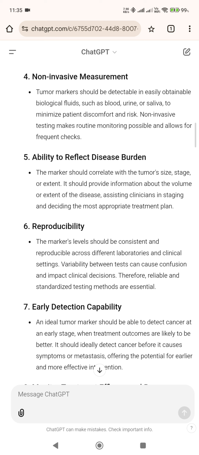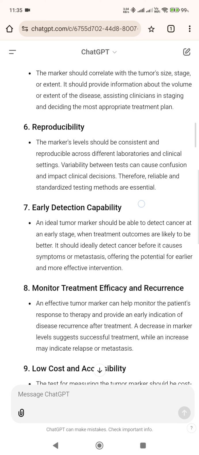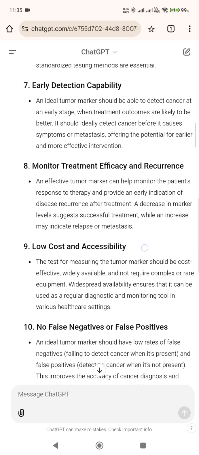6. Reproducibility. The marker's levels should be consistent and reproducible across different laboratories and clinical settings. Variability between tests can cause confusion and impact clinical decisions. Therefore, reliable and standardized testing methods are essential.